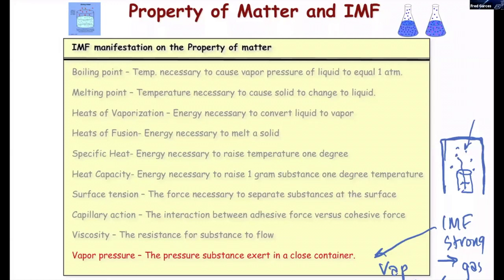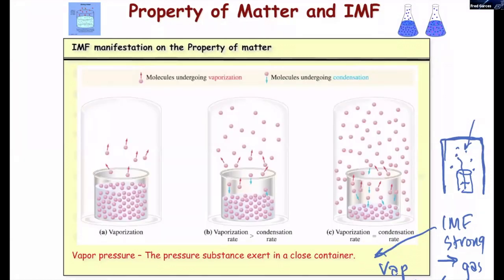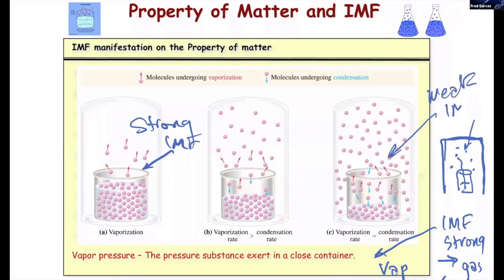So let's move on. This is an example of vapor pressure. Here we have strong intermolecular force, so it doesn't want to go into the gas phase because it wants to stick to each other. Here we have weak intermolecular force, so it doesn't want to stay together. You can easily pry them apart, and so there's more chemical in the gas phase. So that's a good drawing of the differences in intermolecular force as it relates to vapor pressure.